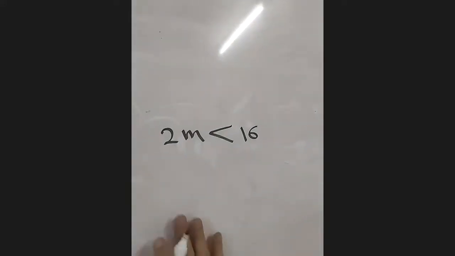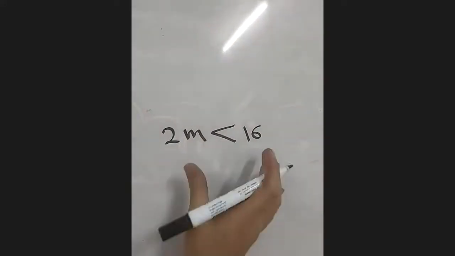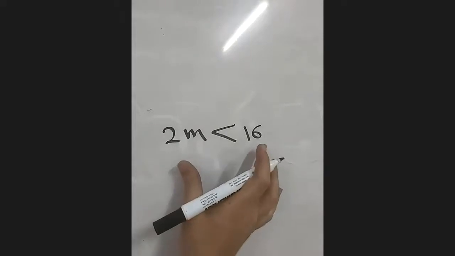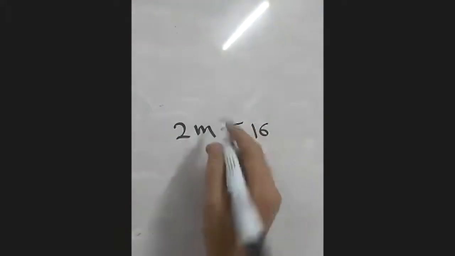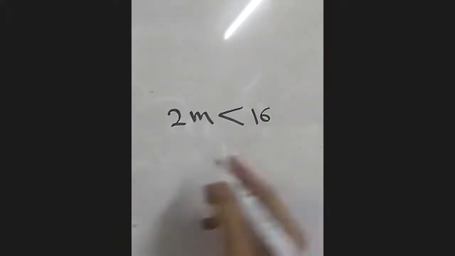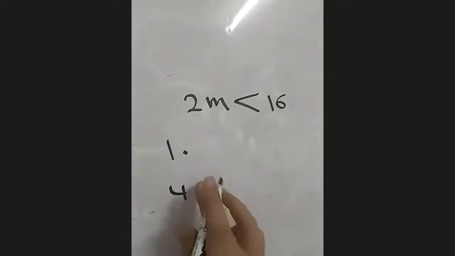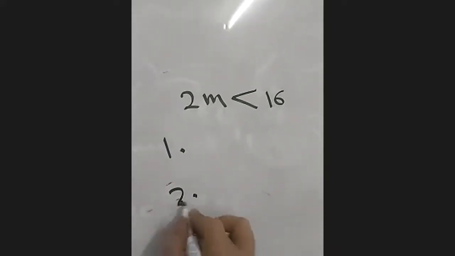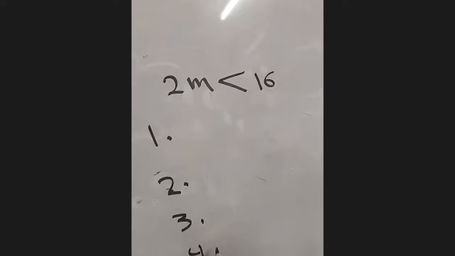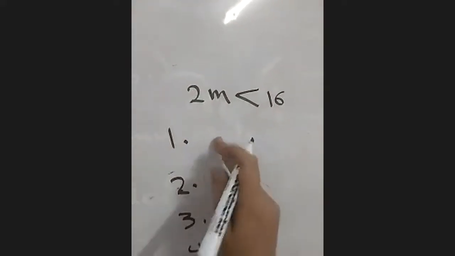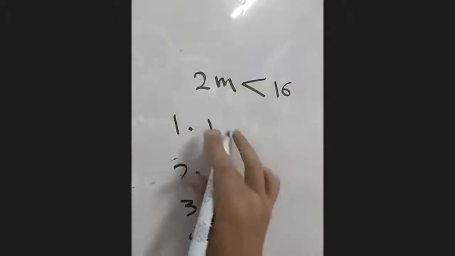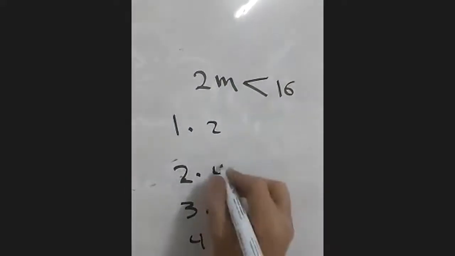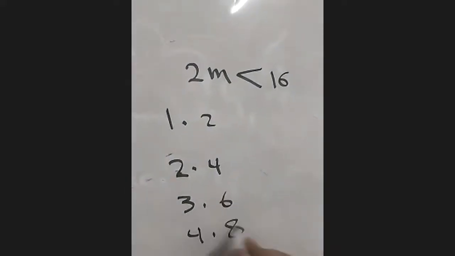Let me check the exam. Yes, it's like this, right? The question wants the value for m which is not a solution. We have 4 answers, right? Yes, 1, 2, 3, and 4. The answers are 2, then we have 4, then 6, then 8.